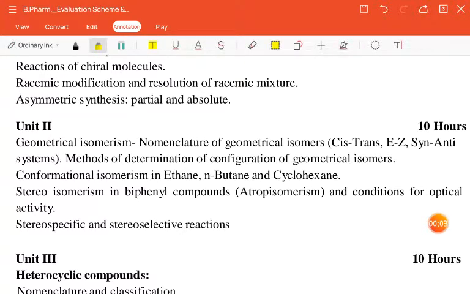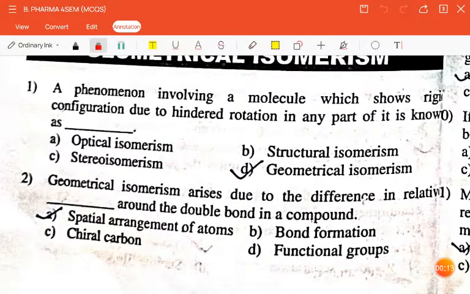In this video, we are going to discuss MCQs on Unit 2 Pharmaceutical Organic Chemistry, that is Geometrical Isomerism. So let's begin. First question is, a phenomenon involving a molecule which shows rigid configuration due to hindered rotation in any part of it is known as optical isomerism, structural isomerism, stereoisomerism, or geometrical isomerism. So the correct answer is geometrical isomerism.